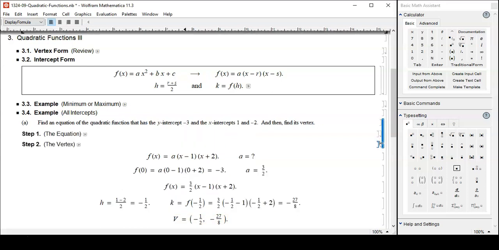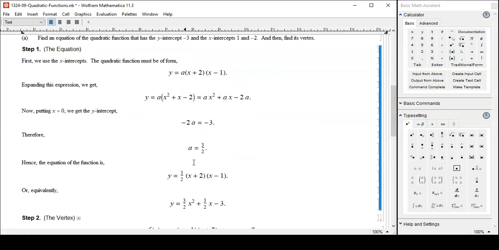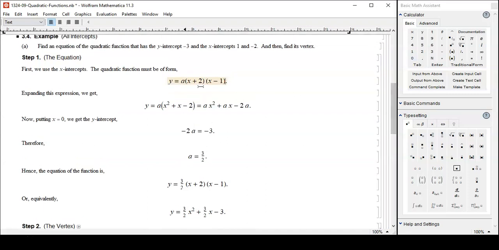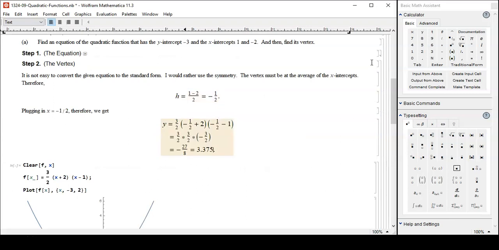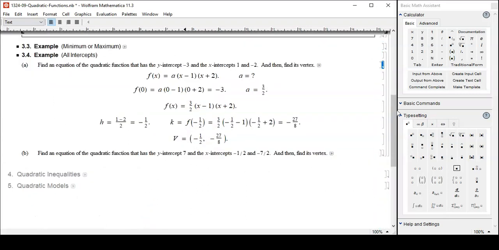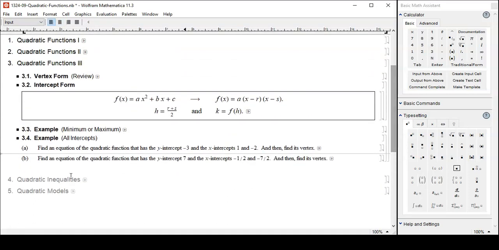What did I do in my answer key? Yeah. Find out the a value from the intercept equation, and then find the vertex h and k values. Yes, everything fits. How about the next problem here? Try it on your own.